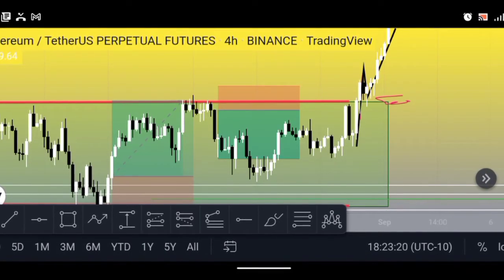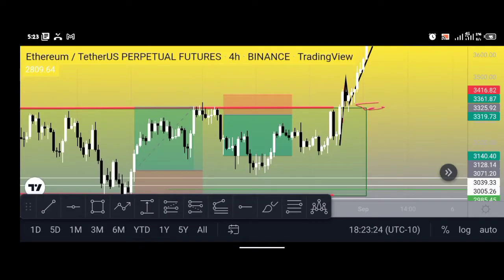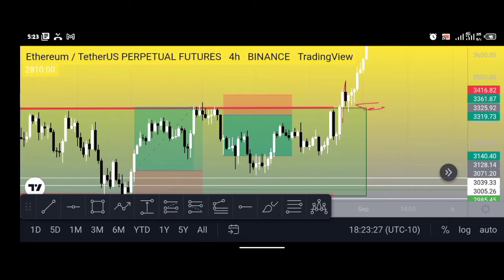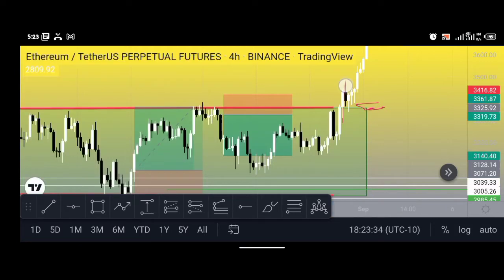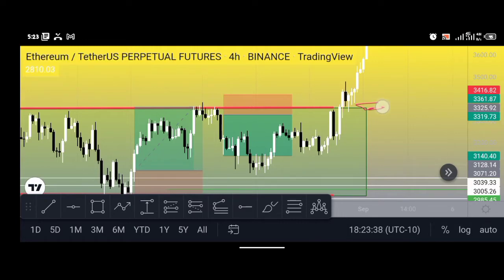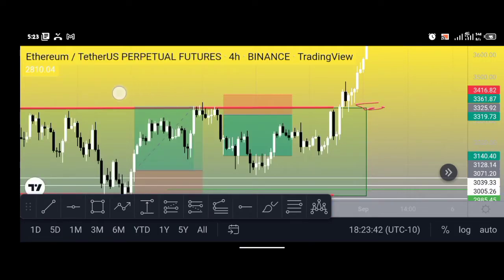So after the breakout, it retests back before the market moves up. So in this pattern, after the breakout, make sure you don't place a trade, because that is going to confuse you. Make sure you don't place a trade.